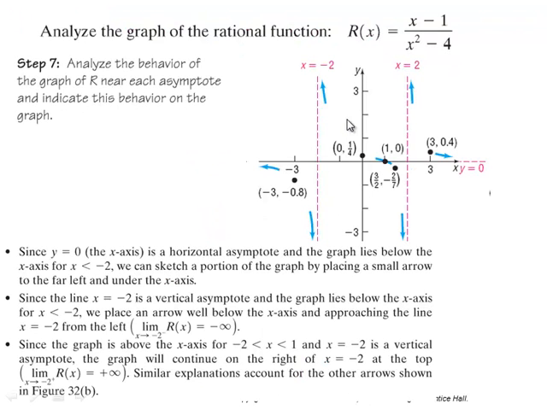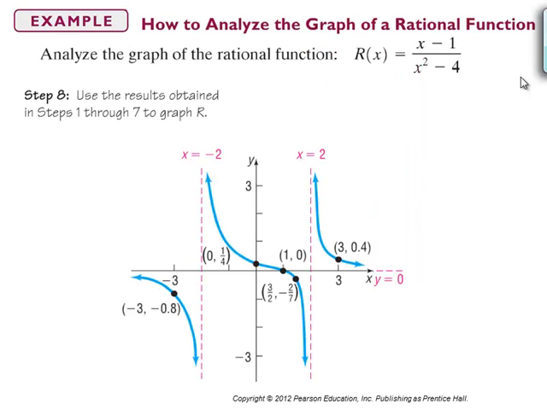and then you can draw those little arrows indicating the direction of the graph, and just go ahead and fill in all the missing parts of the curves. And this right here, folks, is the graph of this rational function.